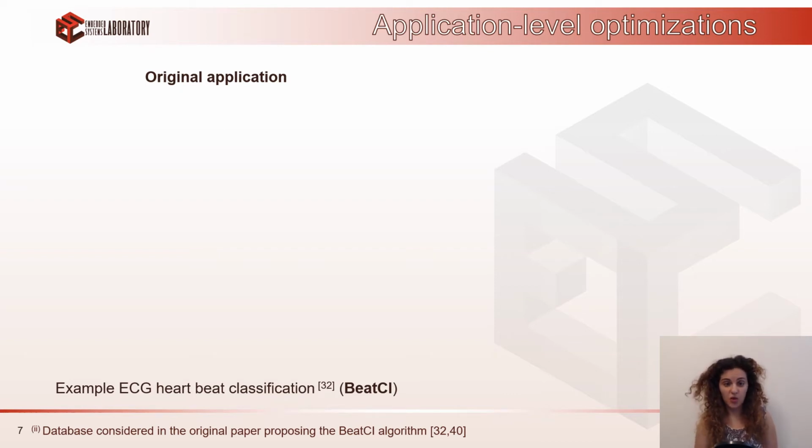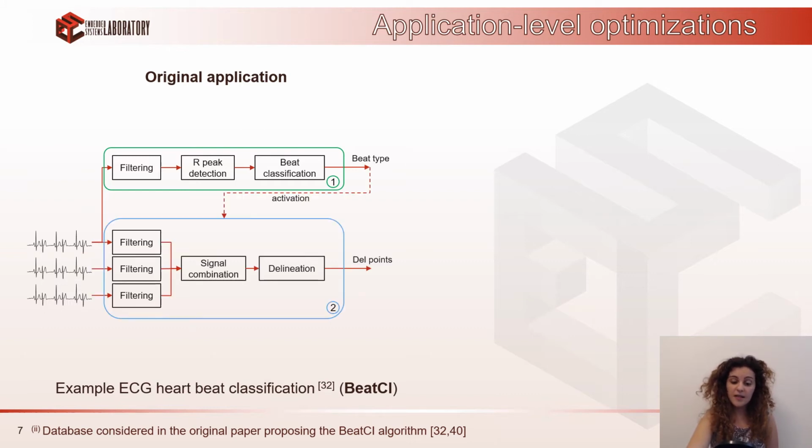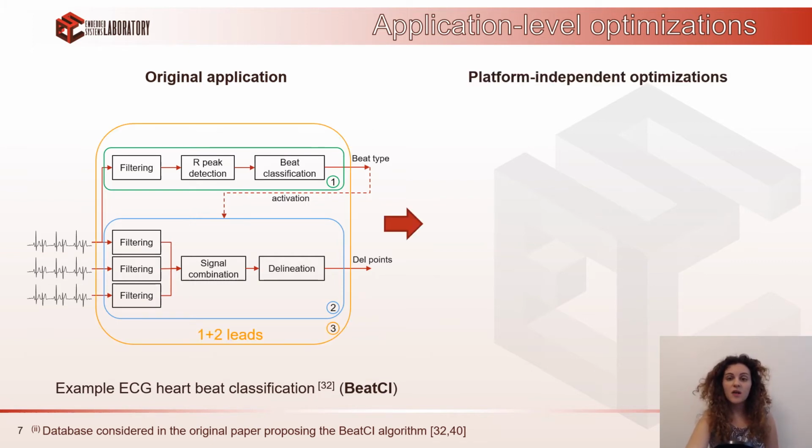As the first platform-independent optimization, we consider the application level, and we consider an example of ECG heartbeat classification that we mentioned earlier. The original application applies a heartbeat classifier to a single-lead ECG to detect if the heartbeat is normal or abnormal. If the heartbeat is abnormal, a second stage of the application is activated, that is a 3-lead ECG delineation, which is more complex.